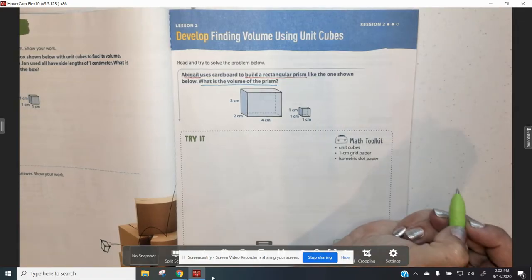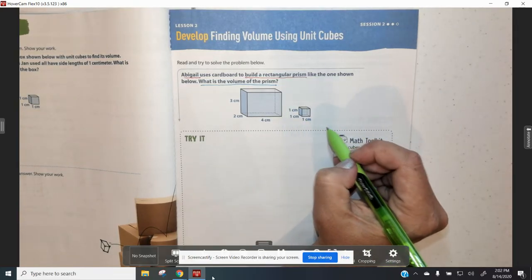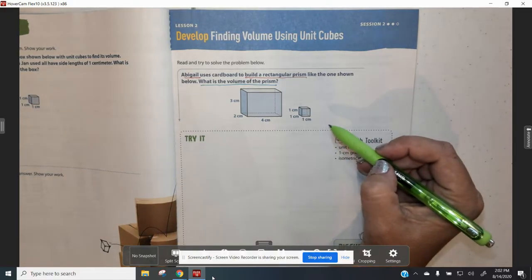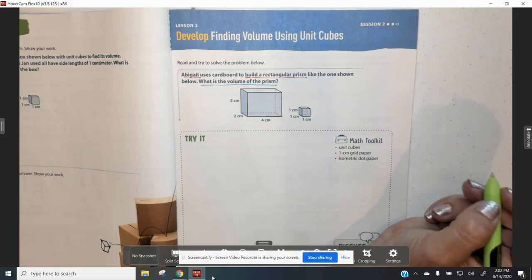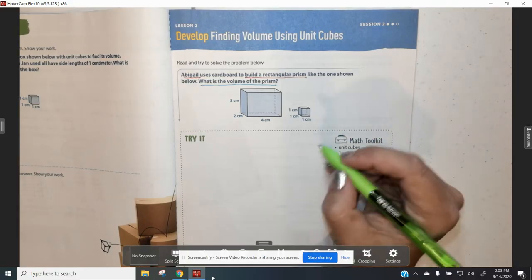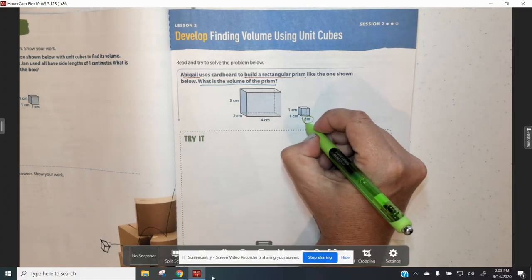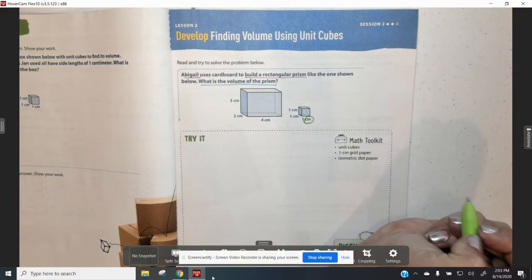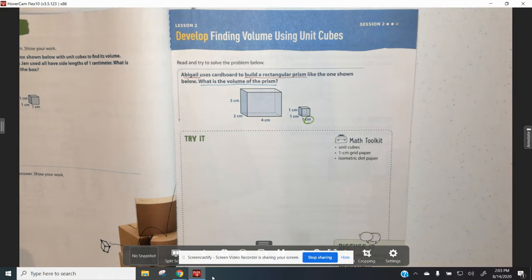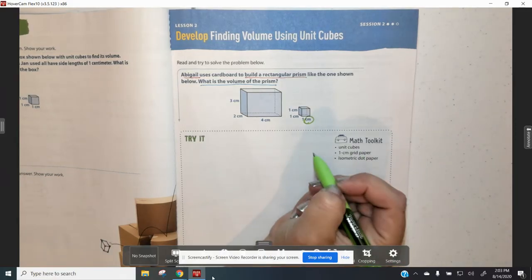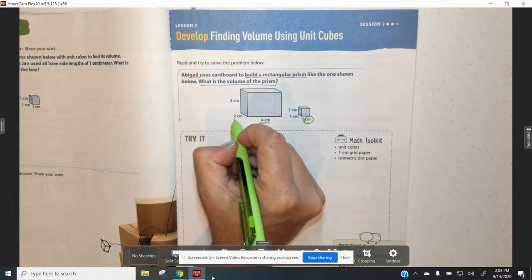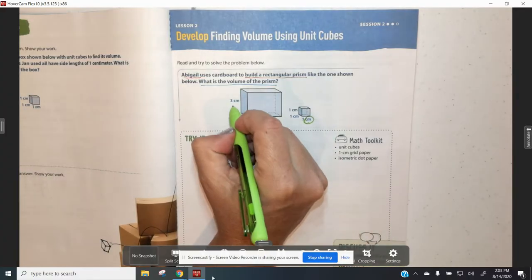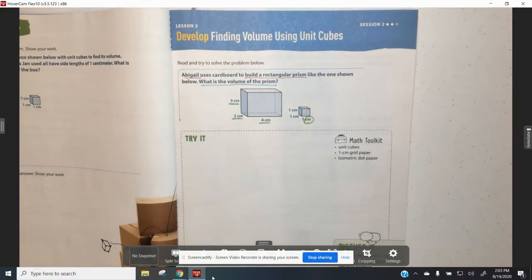So the first thing that I notice is, if we look at this unit cube here, we're going to see that this unit cube is giving you your unit of measure. What is that unit of measure? That's right, it is centimeters. So we need to circle that centimeter because that is important information. The other important information that we need to know is they're giving us how many centimeters long the length is, how many centimeters wide the width is, and how many centimeters tall the height is.